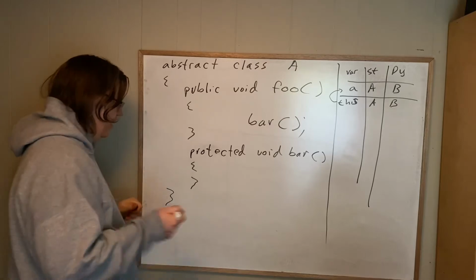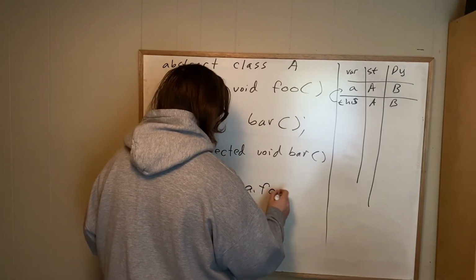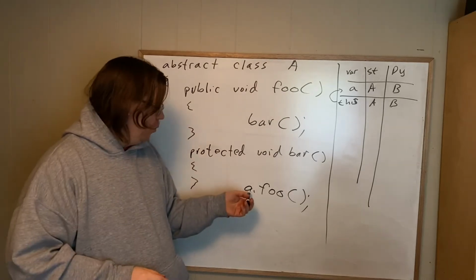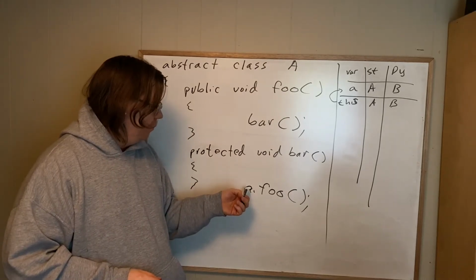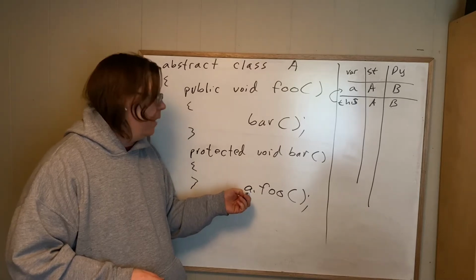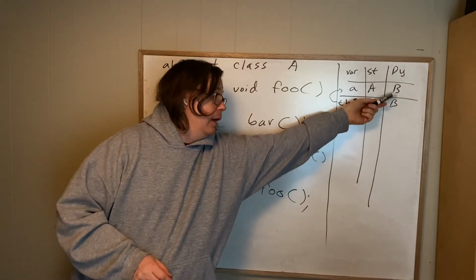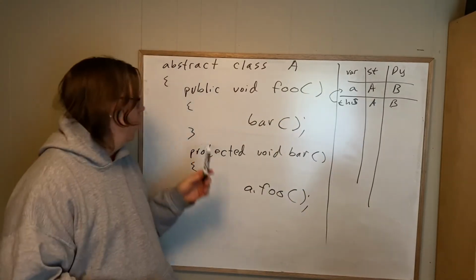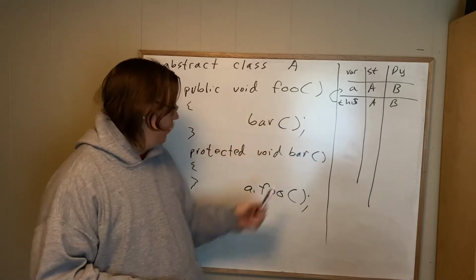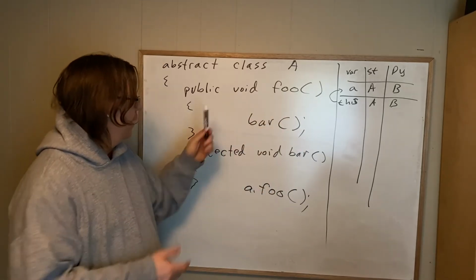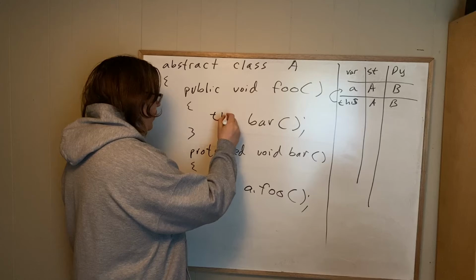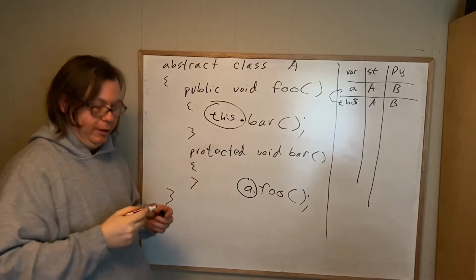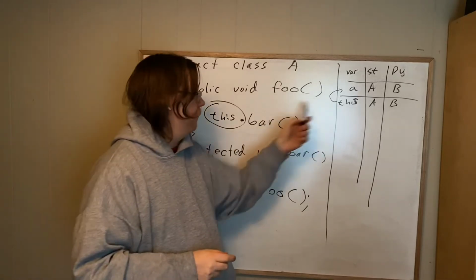So when we say a.foo in the previous screen, the previous whiteboard, right? What we're saying is look at the dynamic type, B, and call the method on that class. And it'll look in that class or keep going up. When we call a.foo, right, this magically appears. This and a are the exact same thing. So we have the exact same information.